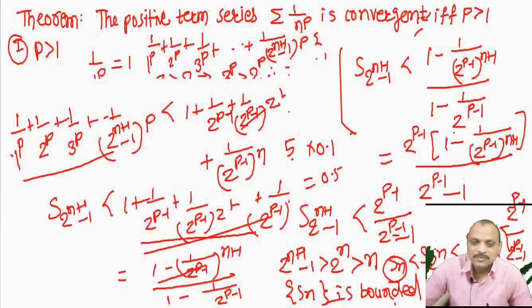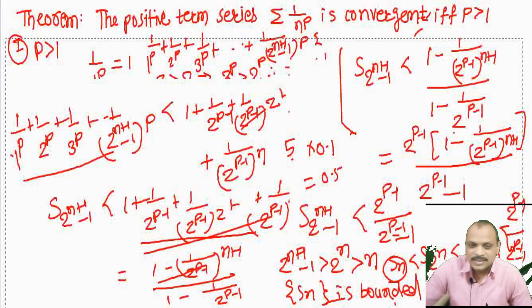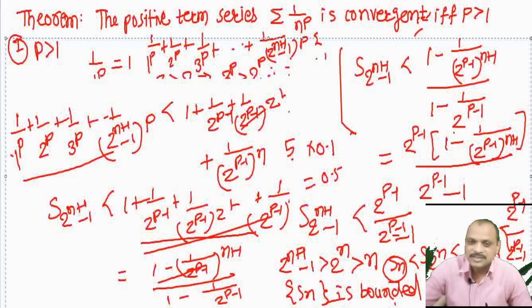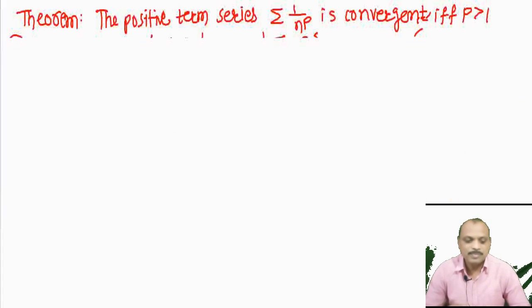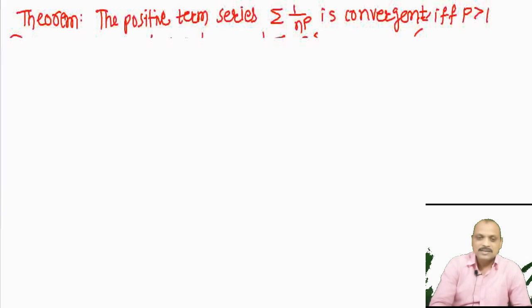Now we show that whenever p is less than or equal to 1, the series will be divergent. In the first part of this proof we have proved that the series is convergent. Now in the second part we consider that p is less than or equal to 1. If we have p equal to minus 1, then 2 raised to minus 1 and 2, what is the difference?